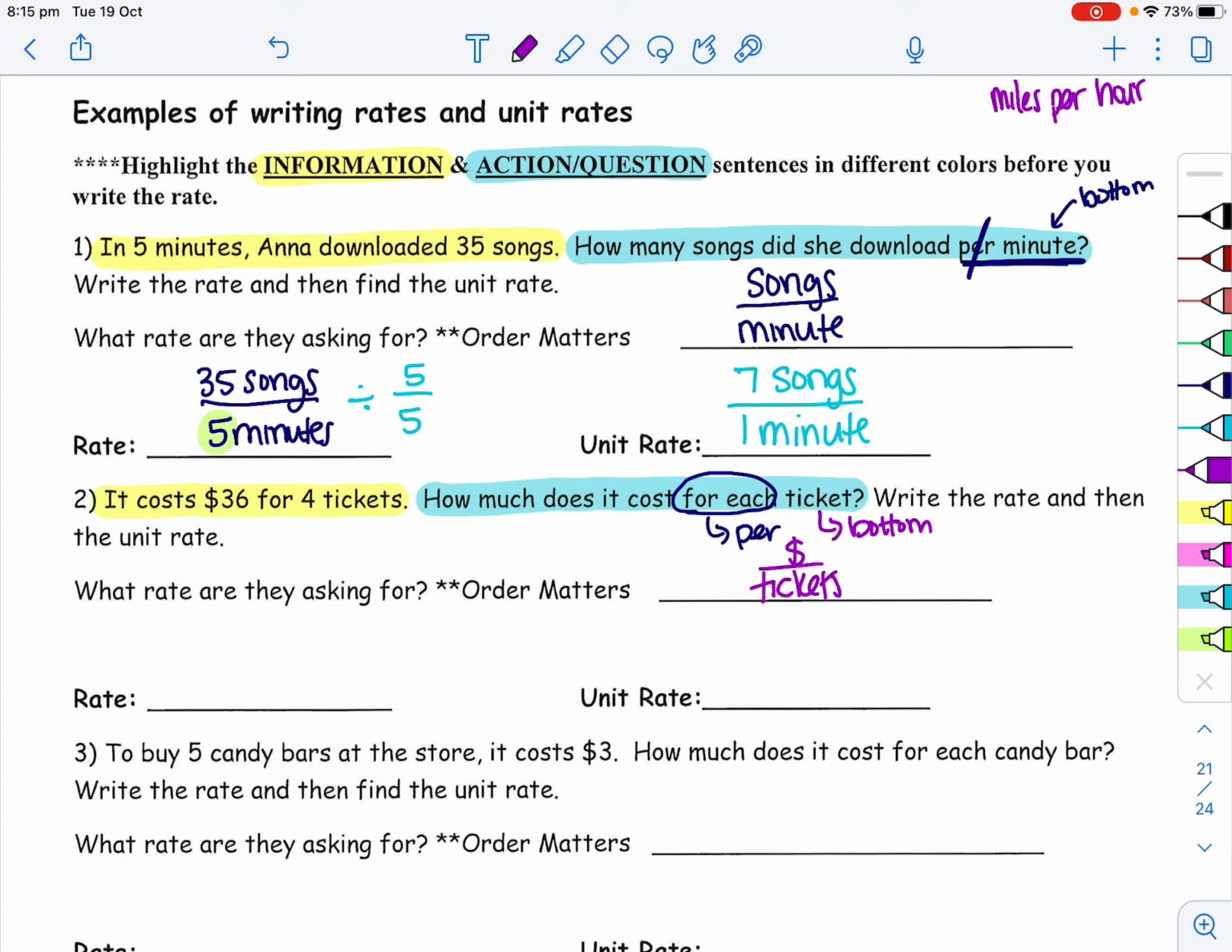You could write cost over tickets. I like to use a dollar sign. So my rate, and this time my values are in the correct order. The $36 goes on top and 4 tickets goes on the bottom. To get my unit rate, I want to divide by the value that's in the bottom. So I'm going to divide by 4. And I am left with on top $9 and on the bottom 1 ticket.